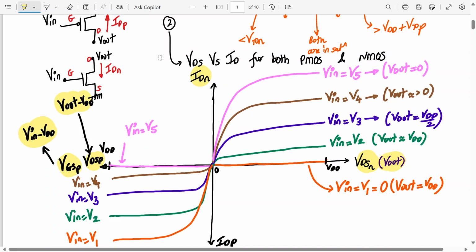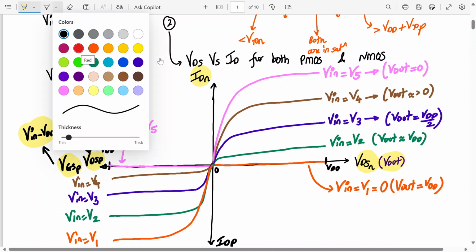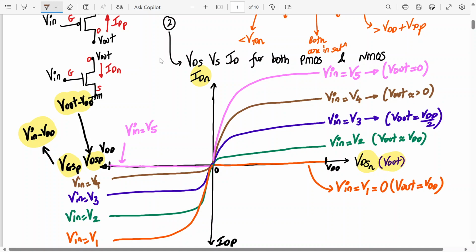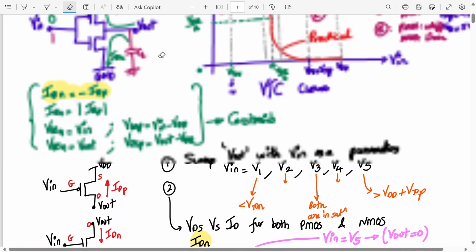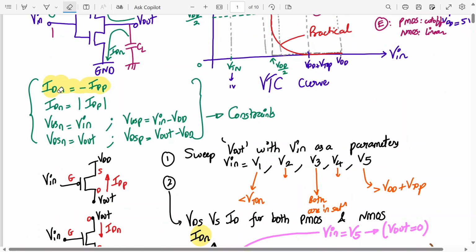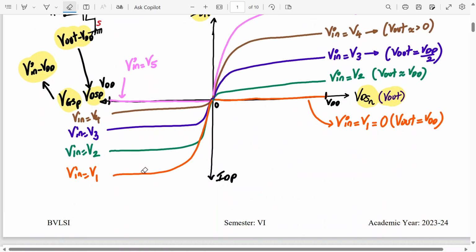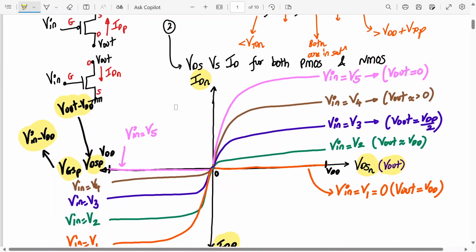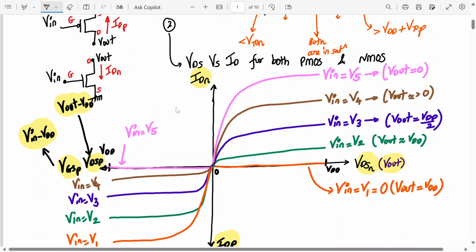So let's do that. I'll take the mirror image, which means V5 will remain as it is over here. Then V4 will come over here like this. This is V4. Are you understanding why we are doing that? Because we are now saying IDN is equal to minus of IDP. So this is the IDP curve, and now we are drawing minus IDP. So minus IDP will come over here on this side.